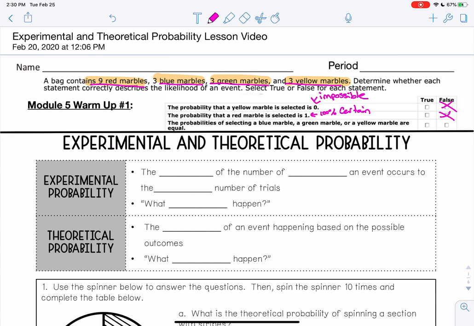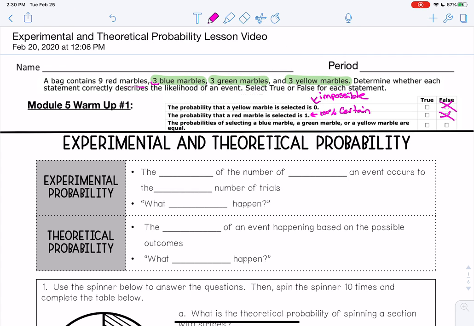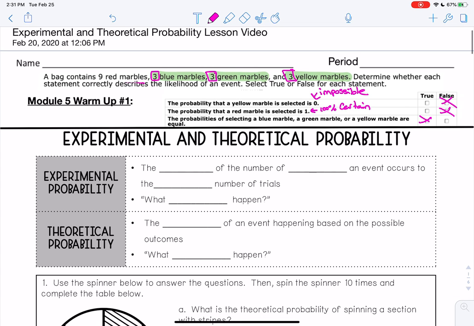All right, last but not least, the probability of selecting a blue marble, green marble, or yellow marble are equal. So first we need to see how many of each we have. We have 3 blue, 3 green, and 3 yellow. The important part to know is that each of them has the same number, and if they have the same number, then yes, it's true. They have an equal ability of getting chosen from the bag. So that is true because they have the same number of each.